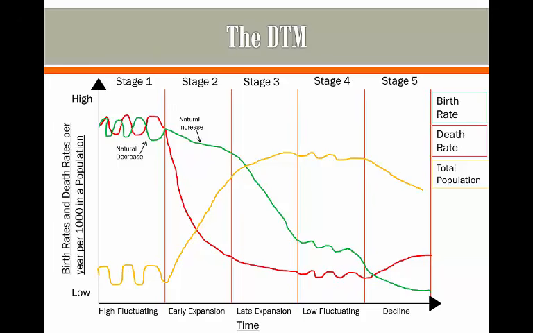Then as the country develops into stage 2, and later in the video we will be looking at what makes a country develop from stage to stage, it is called the early expansion, and this is because, as you can see, the death rate drops significantly. There is a very steep decrease in the death rate, and the birth rate does decrease as well, but not as much. So this is what is called natural increase, and then we can see from the total population there is a very steep increase in the population because of the drop in the death rate.